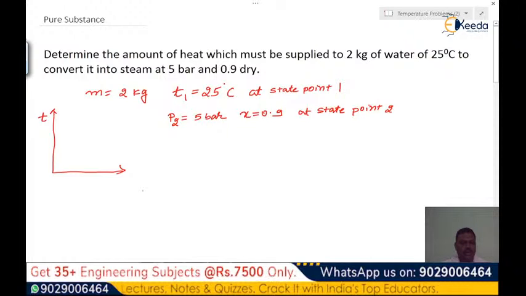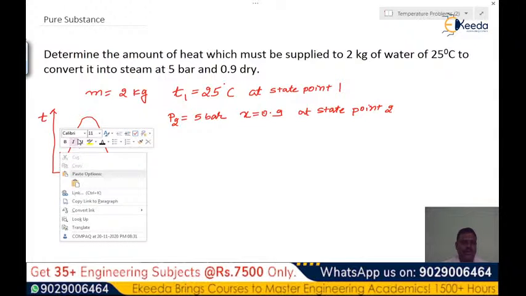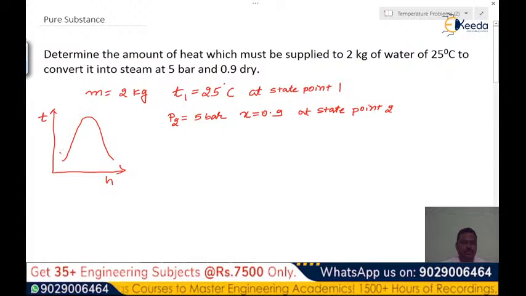It is temperature versus enthalpy. As usual, we will have a dome shaped curve, and here is water at 25 degrees Celsius. If it is heated, it will be converted into steam at 5 bar and 0.9 dry. See here, it is 0.9 dry. It is not reaching the dry saturated curve, so it stops here only. It is 0.9 dry. That's why it is X.